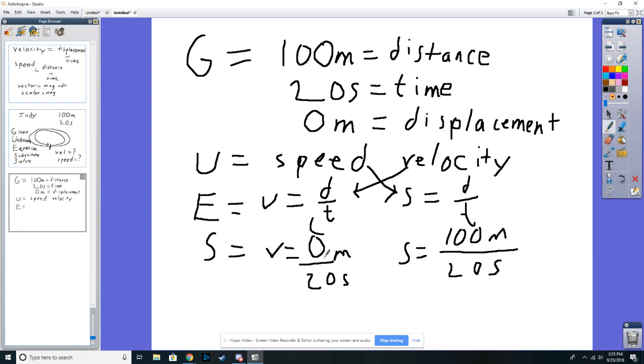So you can see you're going to get two completely different answers for this, and this is the importance of understanding the difference between scalars, which don't care about direction, and vectors, which do.